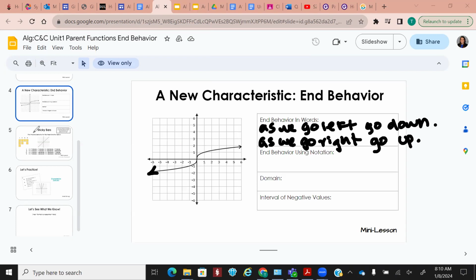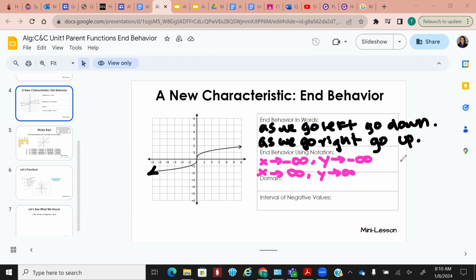Okay, now let's put that in the notation. That's going to be as x approaches negative infinity. Let's start with the left first. My y is approaching negative infinity. As we approach positive infinity, my y is approaching positive infinity. Are there any questions about that?